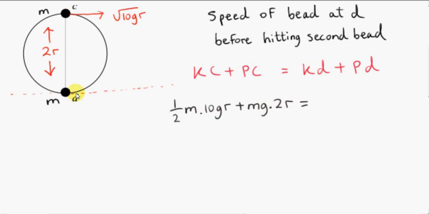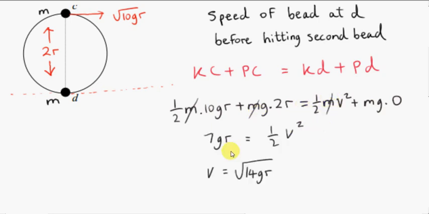Now, let's look at the total energy of the bead just before it hits the second bead. Its kinetic energy is going to be a half m v squared, where v is the speed of the bead just before it strikes the second bead. We don't know what v is. What's its potential energy? It's mg times its height, and that height is going to be 0 just before it strikes the second bead. Now notice that the speed v doesn't depend on the mass of the bead, because the m's cancel out. Solving this, gathering up the grs, we have 7 gr equals half v squared, so v is obtained by multiplying by 2 and taking the square root.